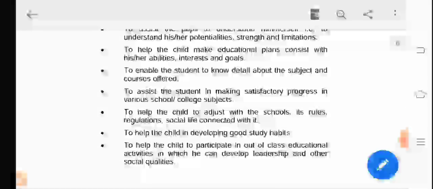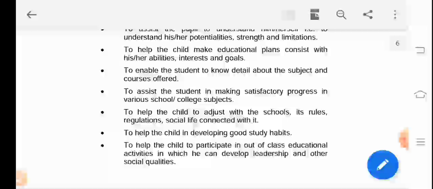And for those students who are facing problems with respect to adjustment in schools and colleges, educational guidance helps individuals to understand the school and college rules and regulations and their social life, so that they can adjust to the situations in the school environment in the most effective way.